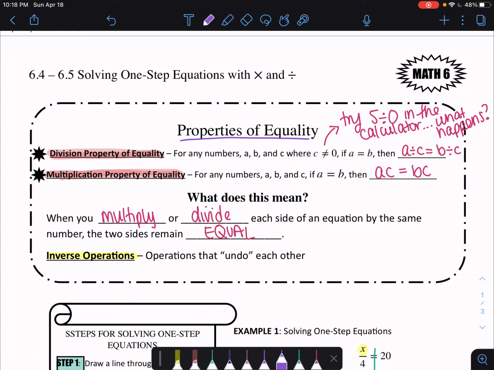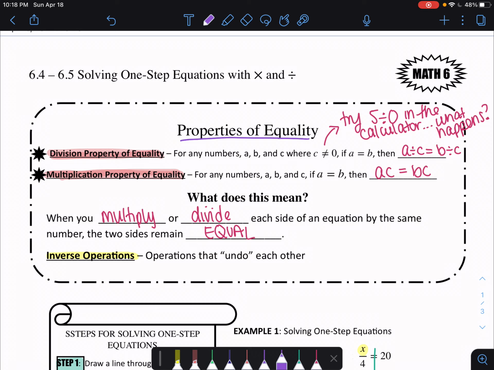And then it's the same thing that we looked at with addition and subtraction. If I add the same thing to both sides or subtract the same thing from both sides, it remains equal. The same thing happens with division. If I divide a by a number and if I divide b by that exact same number, the two sides remain equal. The multiplication property of equality works the exact same way. If I have those same numbers, a equals b, and I multiply by another number, as long as it's the same, the equation remains true. So what does this mean? It means when I multiply or divide each side of an equation by the same number, those two sides remain equal.